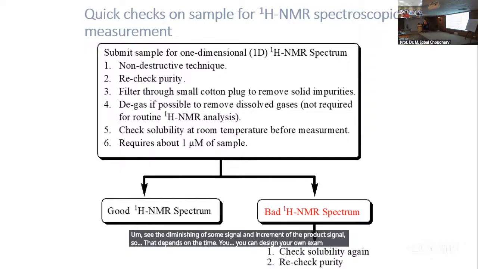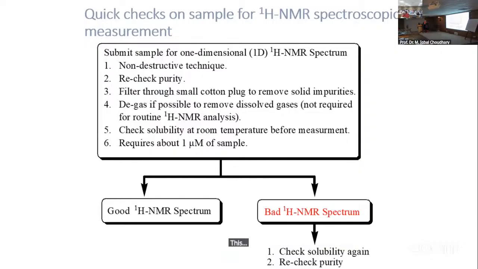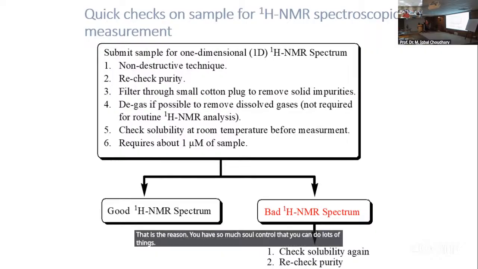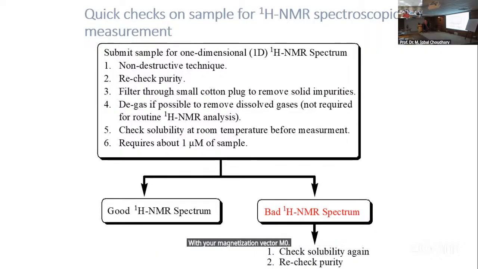You can design your own experiment. You can do a lot of things because all of this is possible since it's a very slow technique. That is the reason. You have so much control that you can do lots of things with your magnetization vector M naught until it goes back to the z-axis.